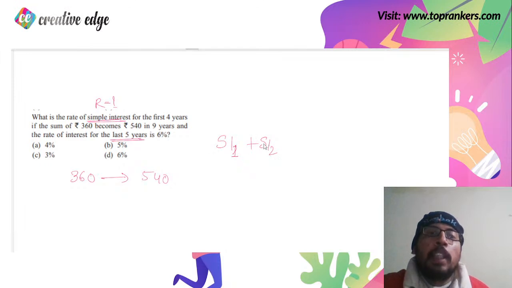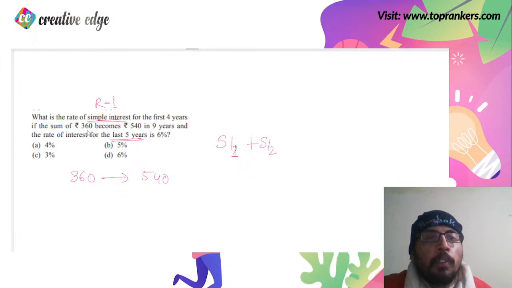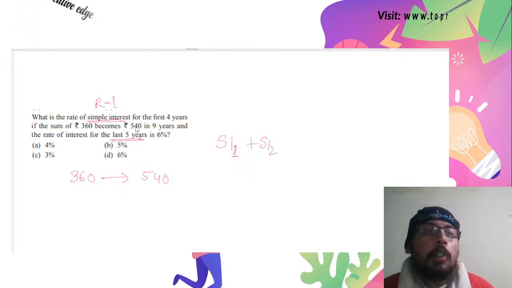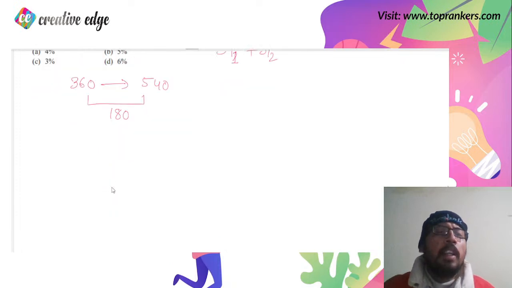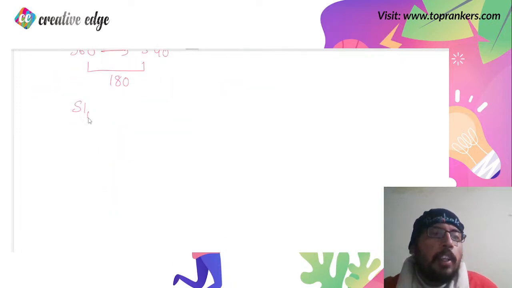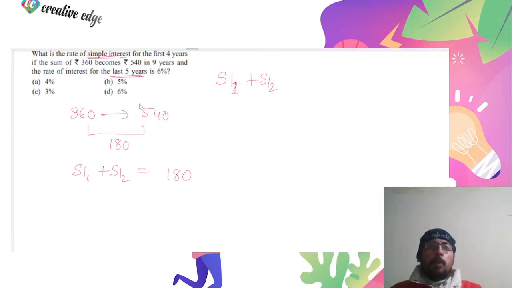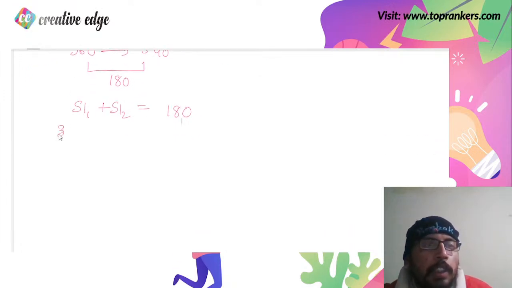So SI1 plus SI2. Basically your principal changes from 360 to 540. That means your interest becomes 180. So I believe I can say that SI1 plus SI2, in total becomes 180. SI is basically P into R into T. So P is 360. Rate I have to find out.